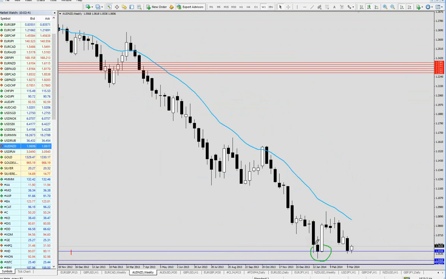In January, the demand zone has been tested already. We had a strong bounce. And here we go again. Last week, and we are trying to bounce within this week.